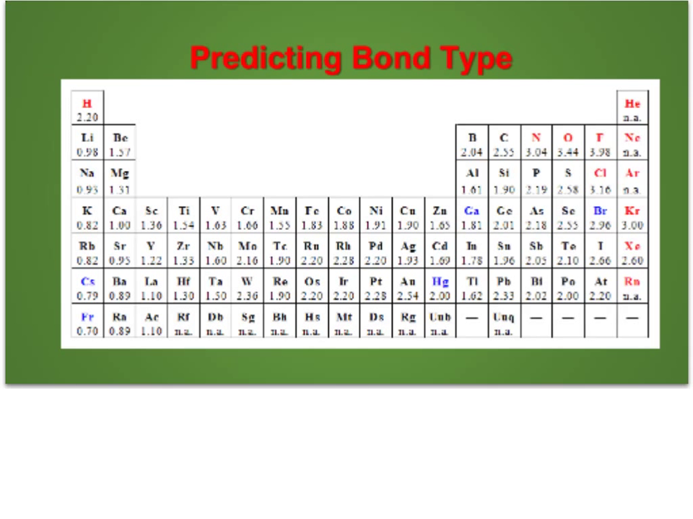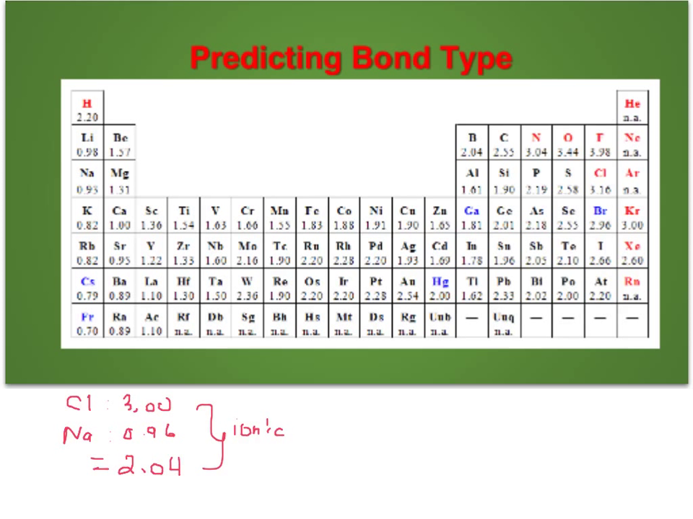So chlorine is 3.00 and sodium is 0.96. So find the difference between these two. You're going to do 3.00 minus 0.96, and that gives you 2.04. As you can see, that difference is greater than 1.67. So that makes it ionic because it's greater than 1.67.